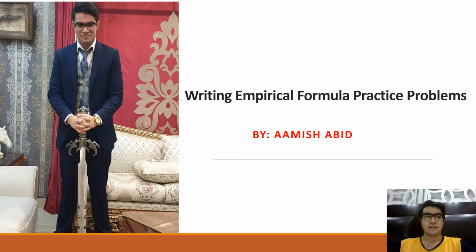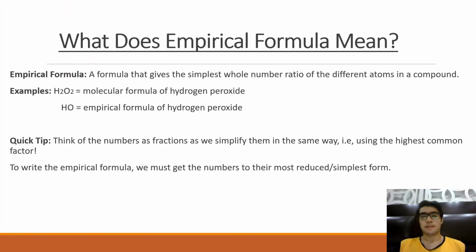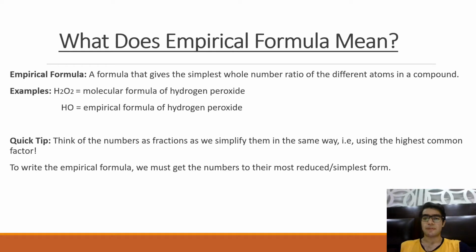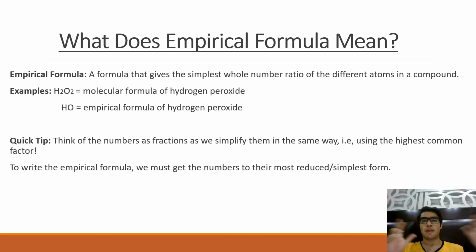Okay, so let's begin. The first thing we need to know is what empirical formula means. An empirical formula is a formula that gives the simplest whole number ratio of the different atoms in a compound. You'll have a chemical formula with different atoms of different elements in a compound, for example CHO. Then the empirical formula would be the simplest whole number ratio.